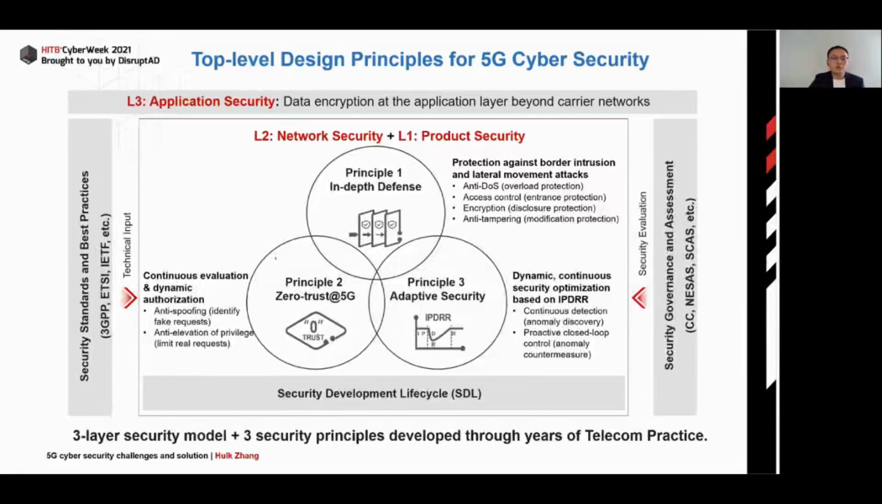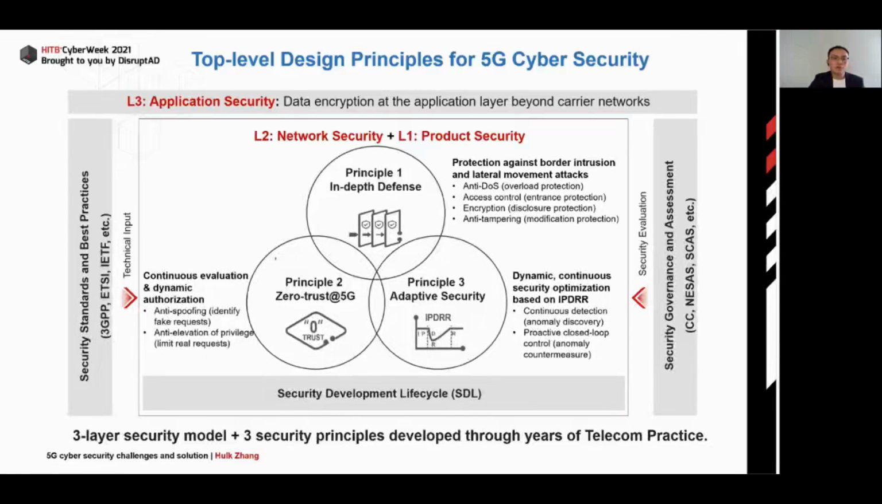For the zero trust, it means continuous evaluation and dynamic authorization in 5G network. The purpose is to defend against spoofing and elevation of privilege. And also for the in-depth defense, the purpose is to defend against DDoS attack, malicious access, and to guarantee the encryption and anti-tampering. And for the adaptive security, it is proposed to do continuous detection, especially of abnormal security events, and also do the proactive closed-loop security control.